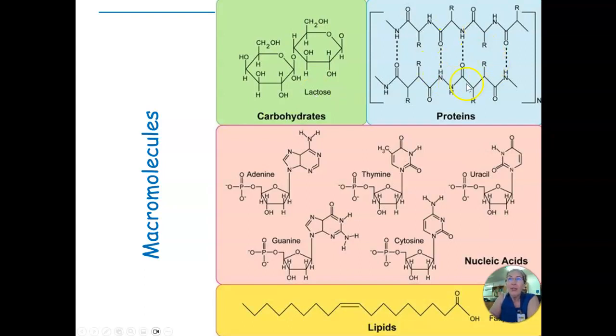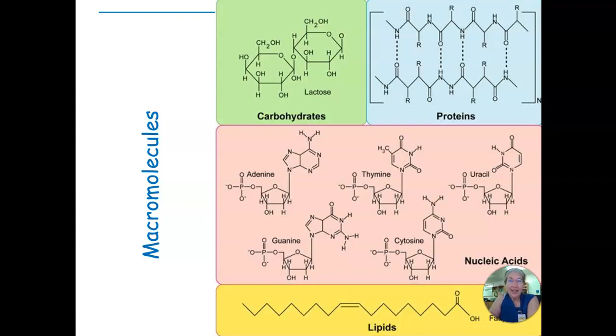Okay, next we have proteins, and proteins are made up of amino acids. For us, there's about 20 to 24 that are essential. Proteins have a lot of nitrogen, and they have different functions based on their shape. Then we have nucleic acids. You have DNA, deoxyribonucleic acid, and you have RNA, ribonucleic acid. Both of those are nucleic acids, and their monomers are called nucleotides.